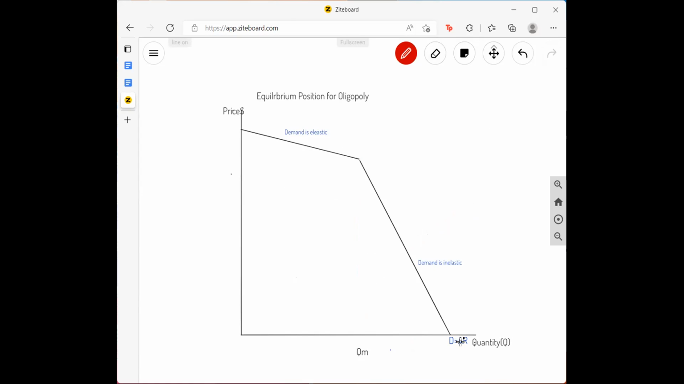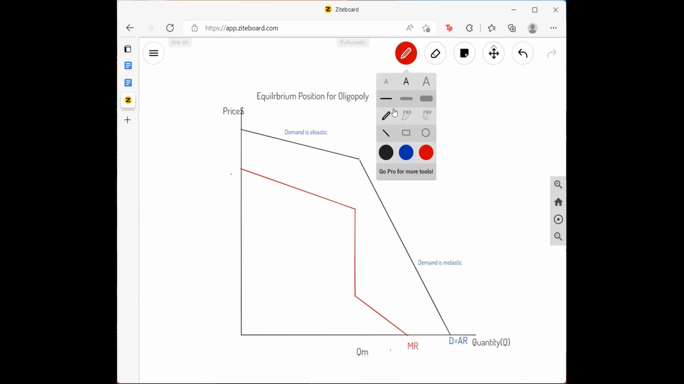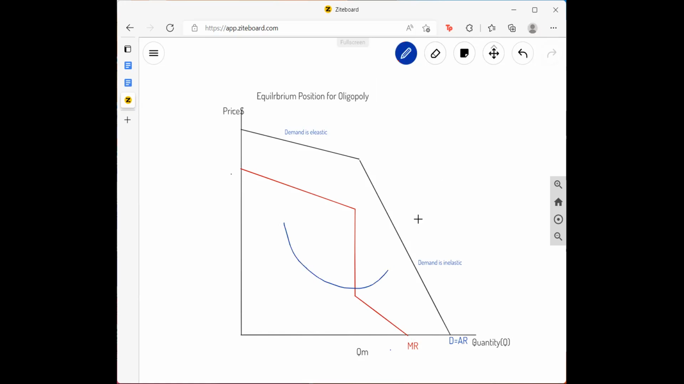We usually draw our AR curve first, now through the AR equal to demand. And the next thing we draw is the MR curve inside. But this MR curve doesn't look like normal. It looks like this. This is our MR, right? And how do we find our MC now? Our MC looks something like this. Our MC looks like a regular MC, right? MC. And we know this is the profit maximizing output, right? MR equal to MC.